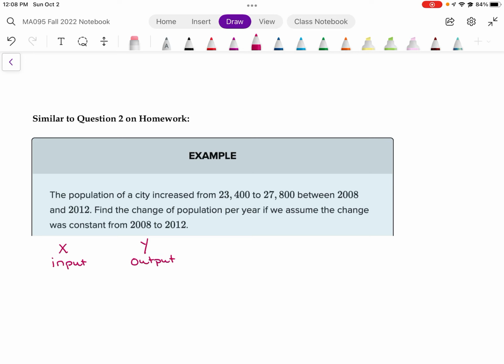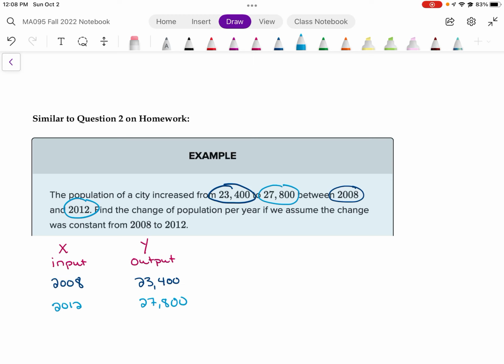So our first point is going to be this number of people in this year. Our input, x, is always the year. Believe it or not, it's always time. x is always time. So the output then is, and think to yourself, what does what depend on? Does the time depend on how many people are there? No, time doesn't depend on anything, so it's the input. The second point is going to be this one, this many people in this year. So in 2012, we had 27,800 people.